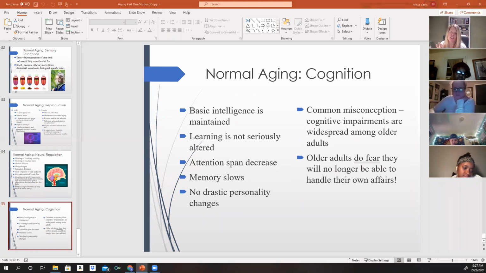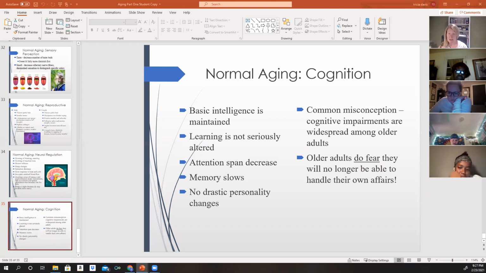So for cognition, basic intelligence is maintained. Learning is not seriously altered. It might take a little more time, but it's still possible. Their attention span is going to decrease, which means you may have to reorient them frequently and keep telling them what you're doing and why you're doing it. Their memory starts to slow down. It might not be their attention span, it could be their short-term memory. Sometimes it's a little hard to discern which is which.